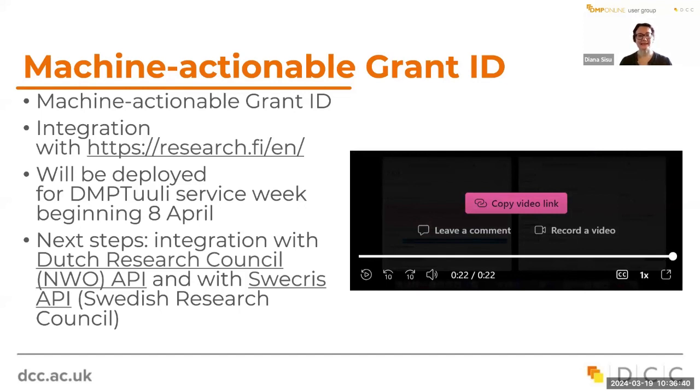After that, the next steps will be to do the same integration with the Dutch Research Council API and the Swedish Research Council API. They also have APIs that would enable us to retrieve project details by entering the grant number. This will happen on DMPonline, and at that stage you can all, if you like, play with it and see how it works for them.